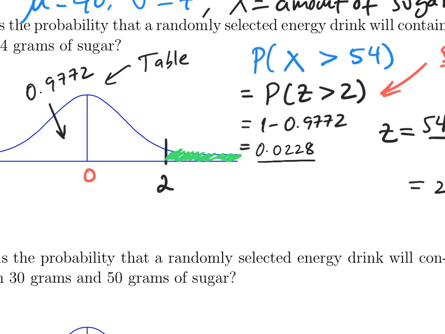Now, what about you use a calculator? What is the command for the calculator? It will be normal CDF. Which one is the lower bound? 2. What's the upper bound? 1,000. And this should give you exactly also 0.0228. If it goes to infinity, you're going to put 1,000. If it's minus infinity, it's minus 1,000.